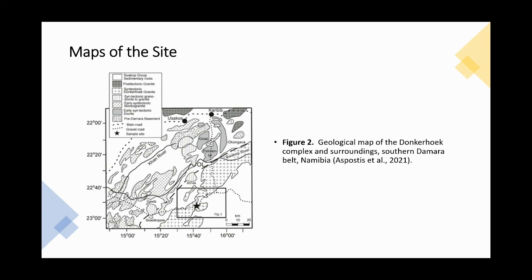Here is another map. Now, this map is showing almost the same thing, a geological map of the area, but here it shows that the entire batholith is composed of syntectonic Donkerhoek granite.